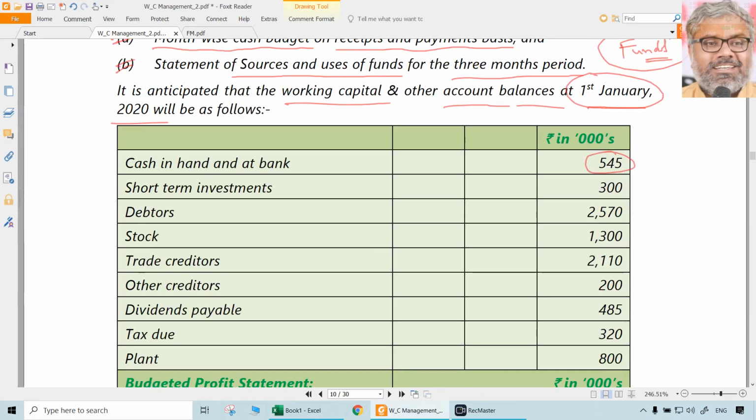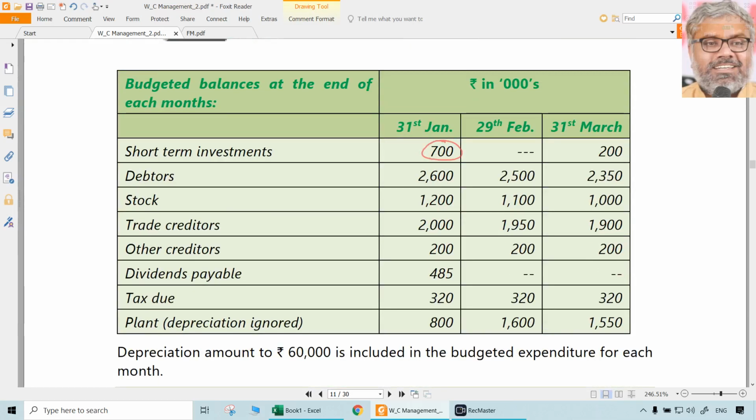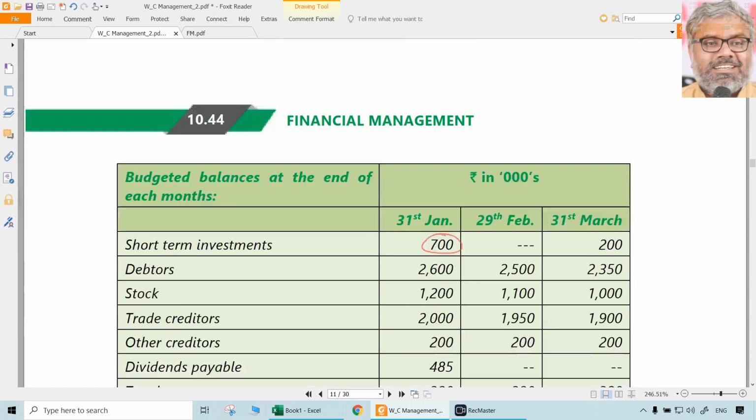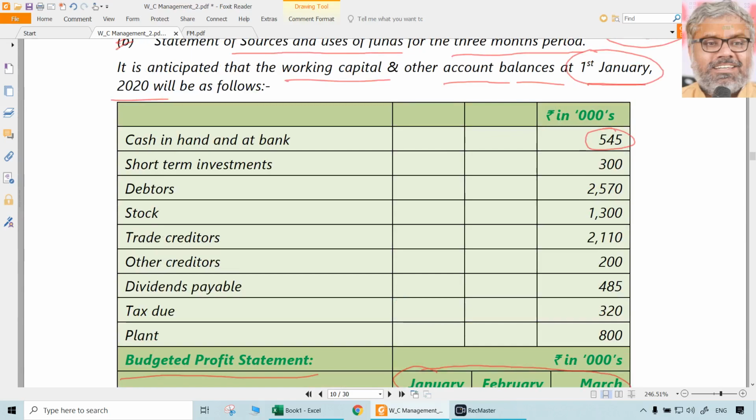Now, one by one, cash in hand and cash at bank is 545,000, so the starting balance, the opening balance, we have seen is 545. Is that given for the projected items? Of course, it will not be given, because we have to calculate that. Only the starting balance is given. We have taken that, and let us mark them so that we know. Now let us move on.